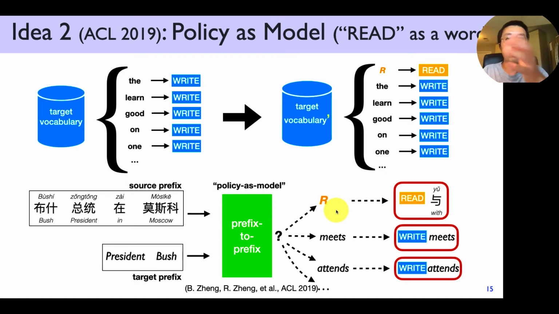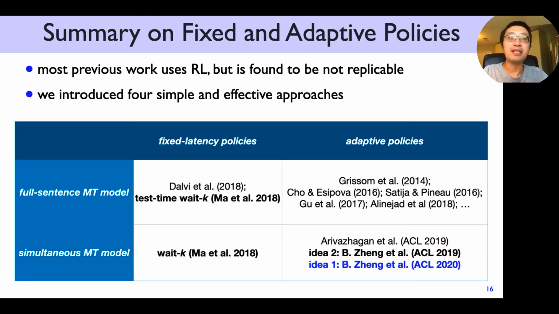It's just wait for one more source word, like say "Bush president in Moscow." You say, oh, maybe I should wait until I hear "with," right? So that's a much better model, but it's harder to train because there's no ground truth signal. This is a kind of reinforcement learning problem. But instead of using reinforcement learning, we would use imitation learning, which is much more controllable than reinforcement learning.